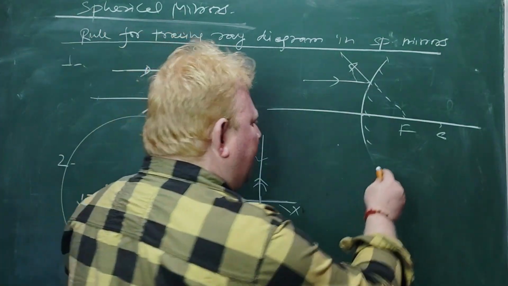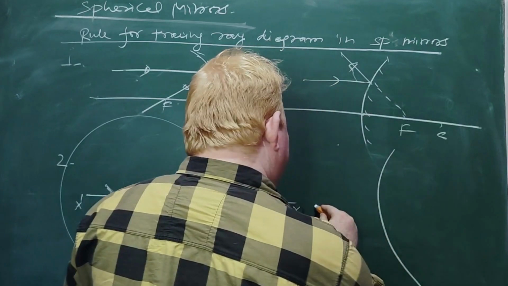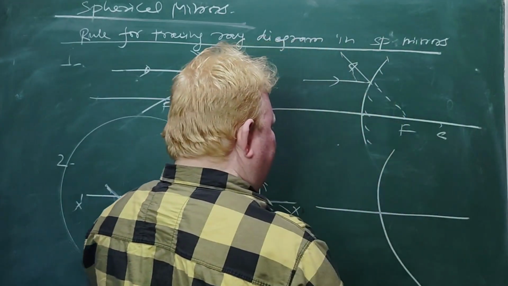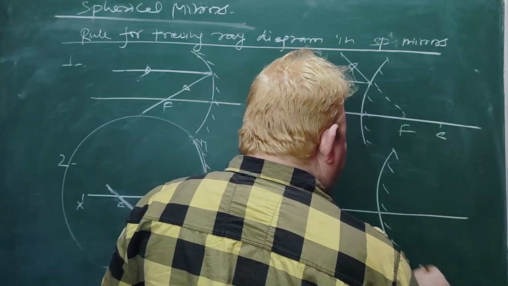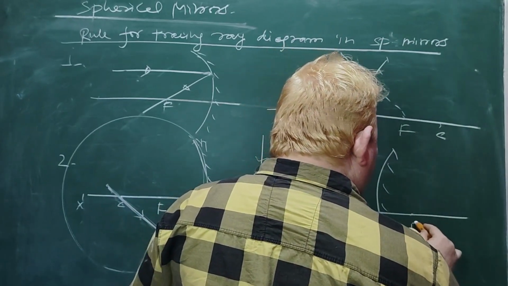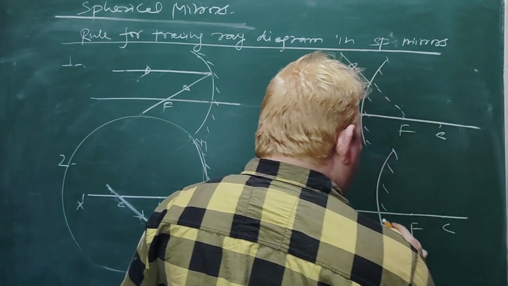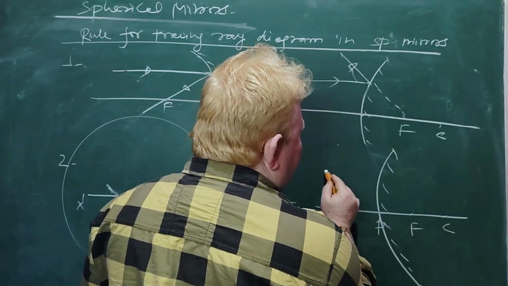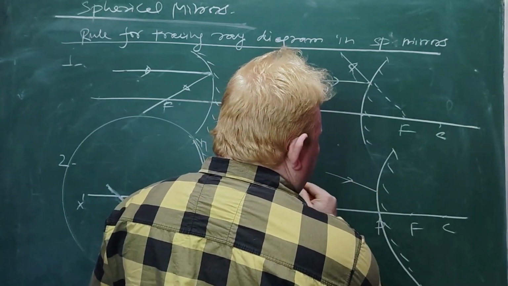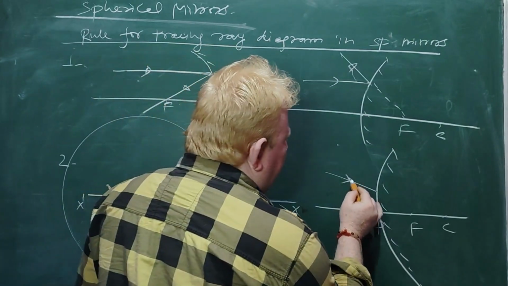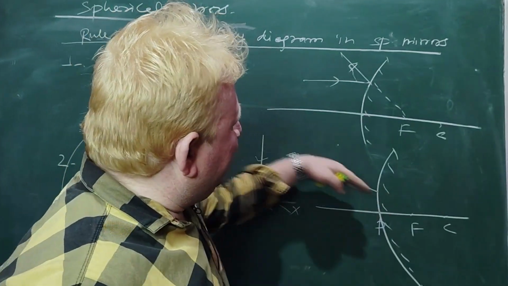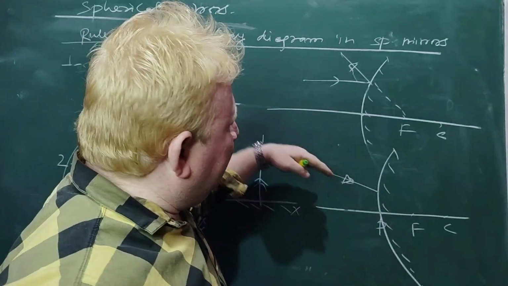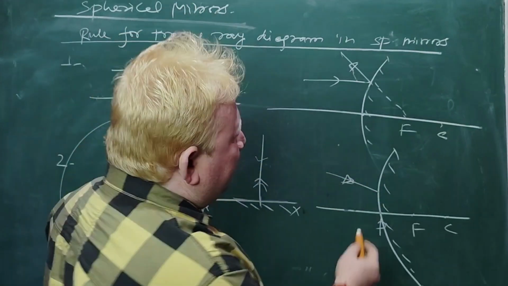Same for a convex mirror also. If we draw a convex mirror, this is the convex mirror, this is the focus, this is the center of curvature, and this is the pole. Suppose one light ray is coming in this way, striking this point. This light ray is being incident at this point.